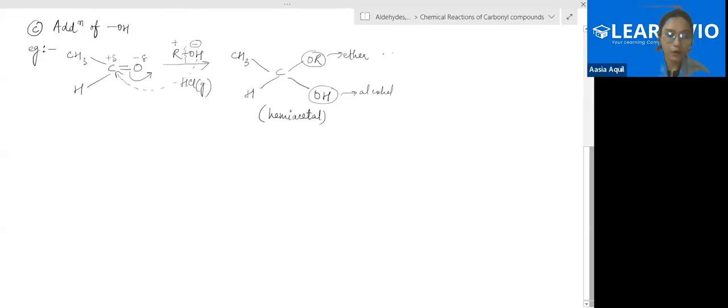Now, if you remove the hydrogen of this OH, what will happen? In the next step, you react this with another ROH, another alcohol, in the presence of gaseous HCl. Dehydration will occur, the water will be lost, and you will get an acetal. So basically this is an acetal.